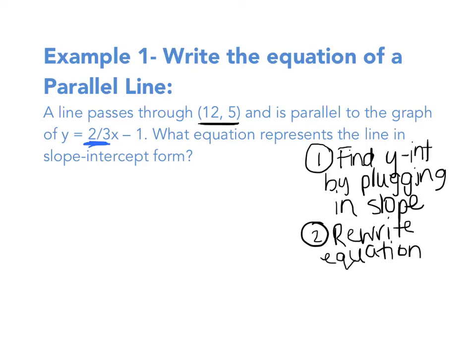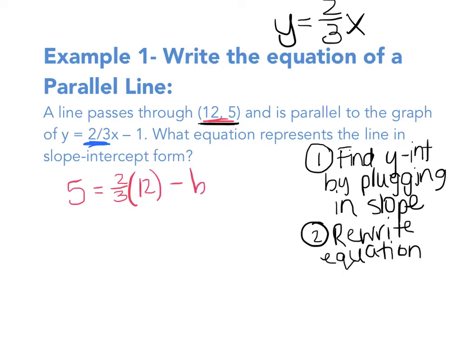I just know that it passes through (12, 5), so I have to take that x and y value and plug it into my equation. Right now I just have y equals 2/3 x, but I don't know what my y-intercept is. So I'm going to take the 5 for y, y equals 2/3, plug in 12 for x, plus b. I don't know what my y-intercept is of my new line. I know what it is of the line I'm comparing it to, that it's parallel to, but I don't know what it is of my new line.